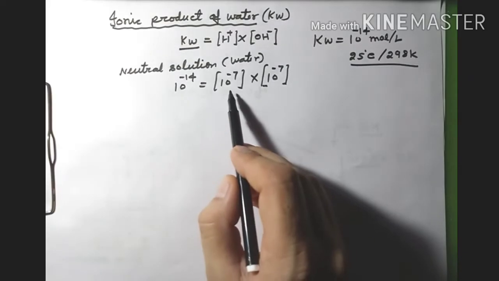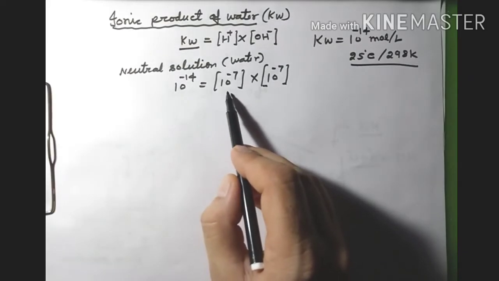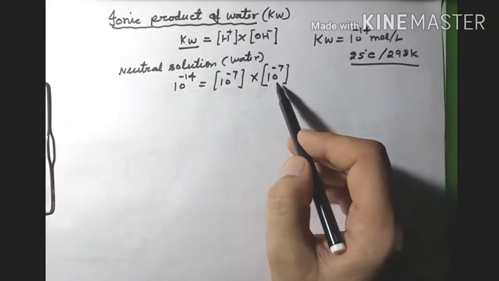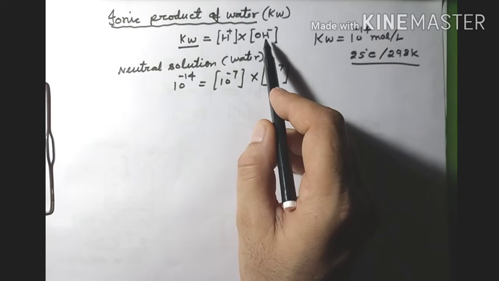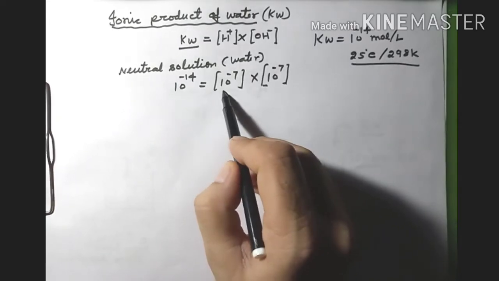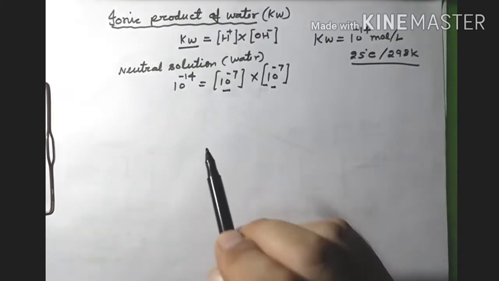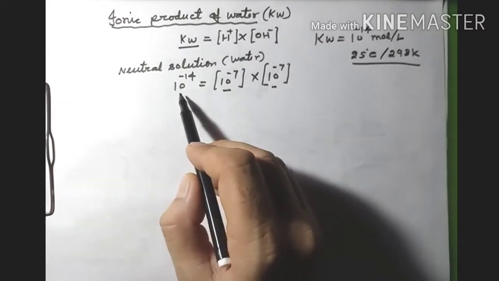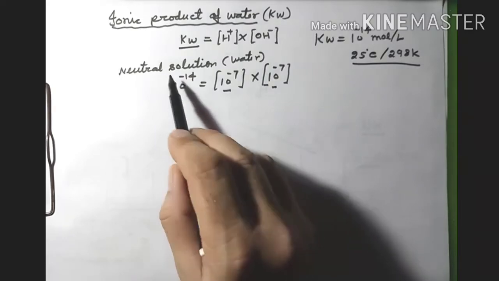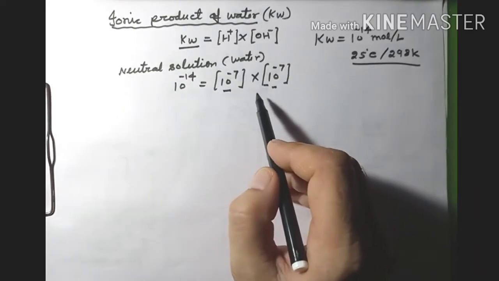H plus ion concentration will be 10 to the power minus 7, OH minus ion concentration 10 to the power minus 7, because in water the concentrations of H plus and OH minus ion should remain the same, and that is why I have kept 10 to the power minus 7 and 10 to the power minus 7. And the second condition, the product of these two must be 10 to the power minus 14. So this is about water.